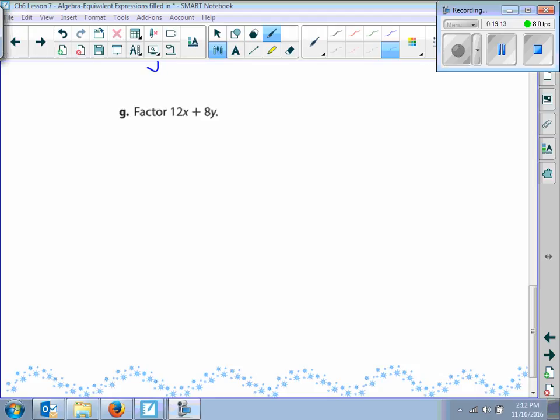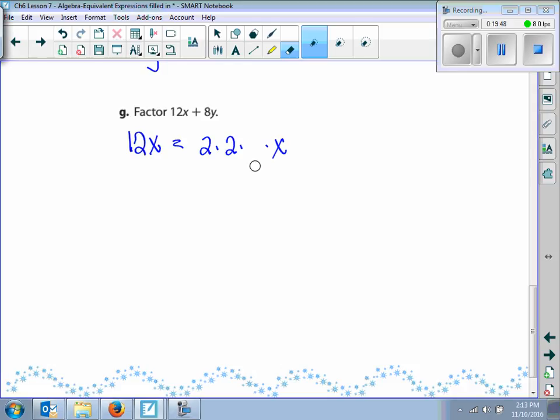All right, so the next example, we are going to factor the sum 12x plus 8y. Okay? So the first thing we're going to do, we're going to break down the 12x. So for 12, that's 4 times 3, right? And then the 4 breaks down to 2 times 2. So this is going to be 2 times 2 times 3 times x, right? And then the 8y breaks down to 2 times 2 times 2. Good. 2 times 2 times 2 times y.